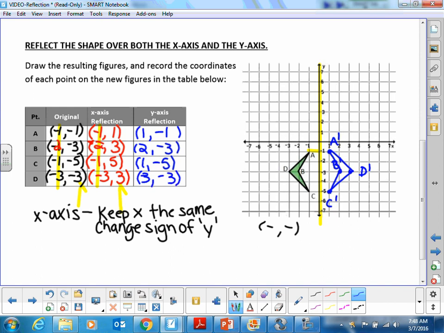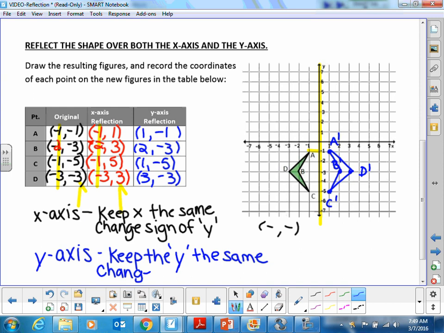So if you look now, go back to your original. The original was negative. If you look at D, I have a positive negative because I'm changing the sign just like the x-axis when I went over the x-axis. With the y-axis, if I'm going over the y-axis, you keep the y the same. And guess what you're going to change? You're going to change the x. And that's as simple as reflections are.